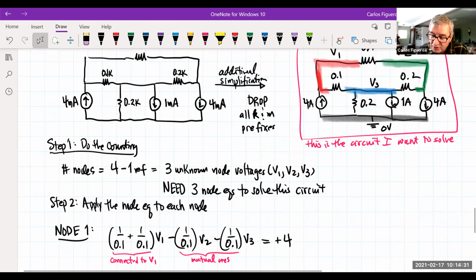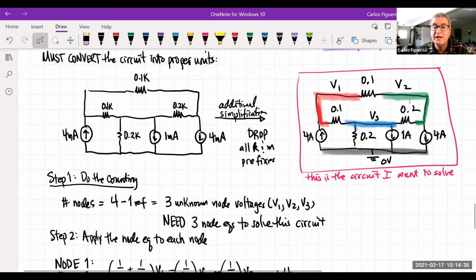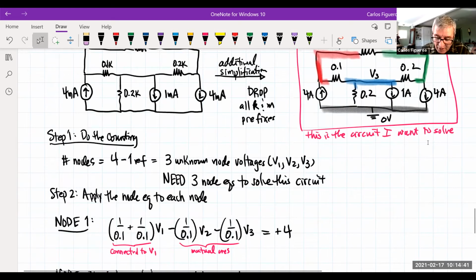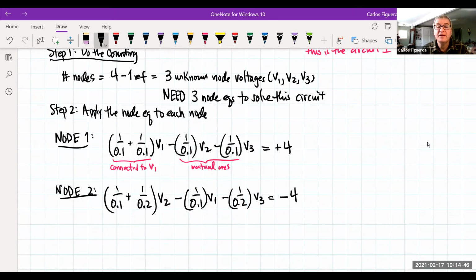And then I look at that green one and I say, how many current sources are flowing in or out? And you could see that the 4 is flowing out. So on my right side, look what I'm going to put. -4, because it's flowing out. So this guy, because it flows in, this guy, because it flows out. Now, one more node.